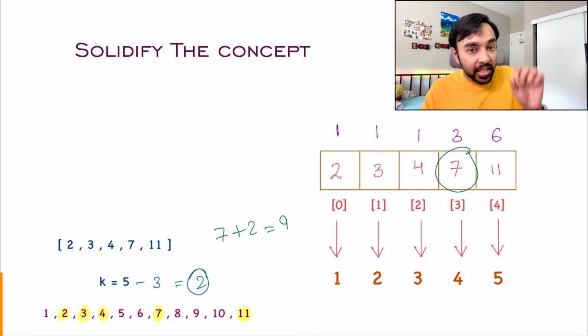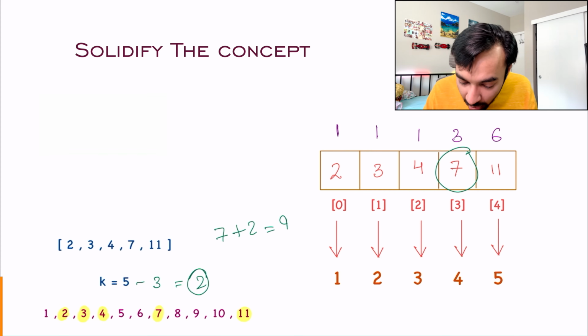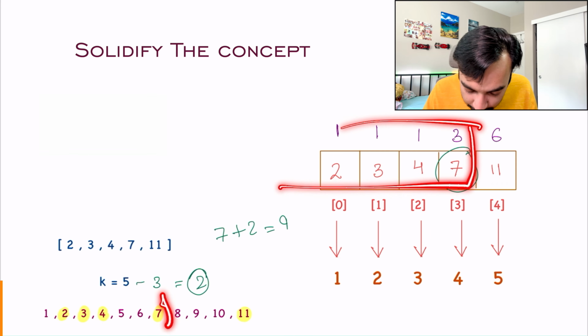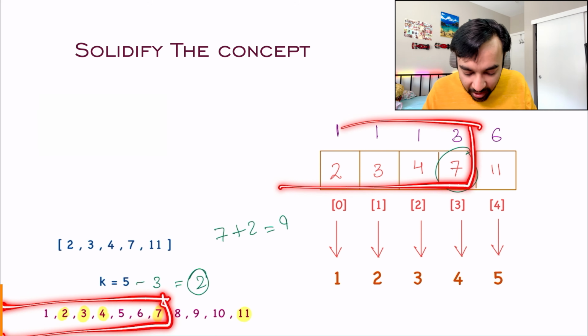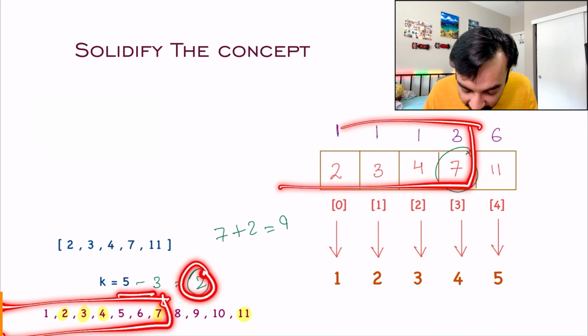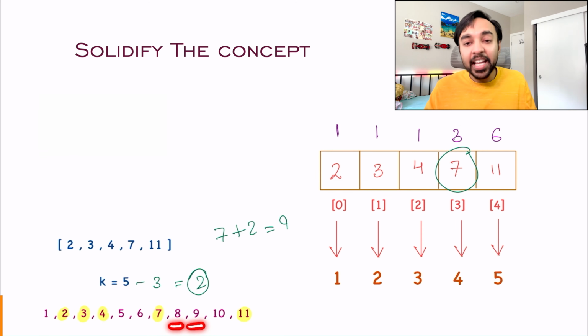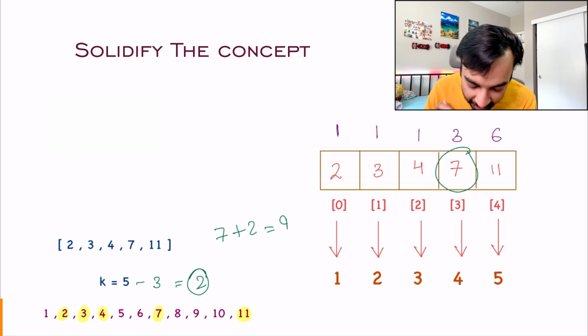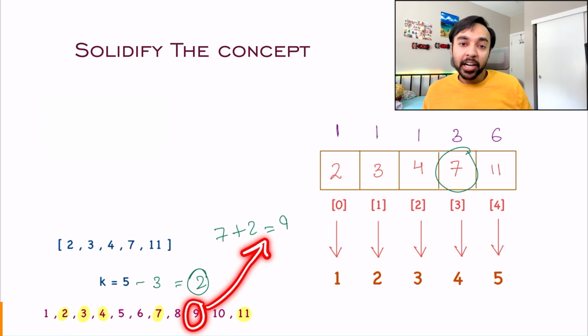You have to tell me the 5th missing number. So up till here, I have missed 3 numbers. Correct? So that is why 5 minus 3, and that gives you a 2. That means after 7, if I do 2 plus, then I will get my 5th missing number, and that is 9, which is your answer, right?